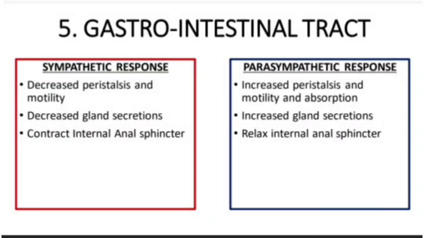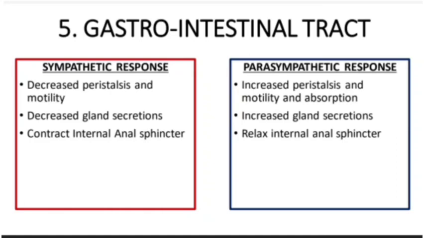Next, let's talk about your GIT or your gastrointestinal tract. So under a sympathetic response, everything is decreased. You have decreased peristalsis and motility. So that is decreased movement within your GIT organs. So no food or little food will be propelled forward in your GIT. There is also a decrease in gland secretion, so this would mean a decrease in production of hydrochloric acid, gastric juice, and pancreatic juice. So all of the secretions of the GIT will be decreased, and this is to discourage or inhibit the process of chemical digestion.